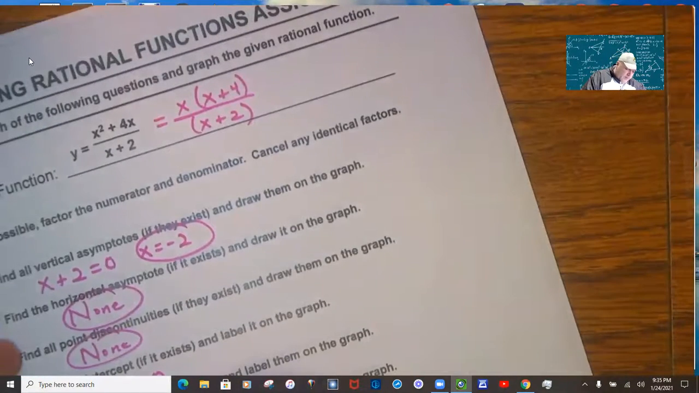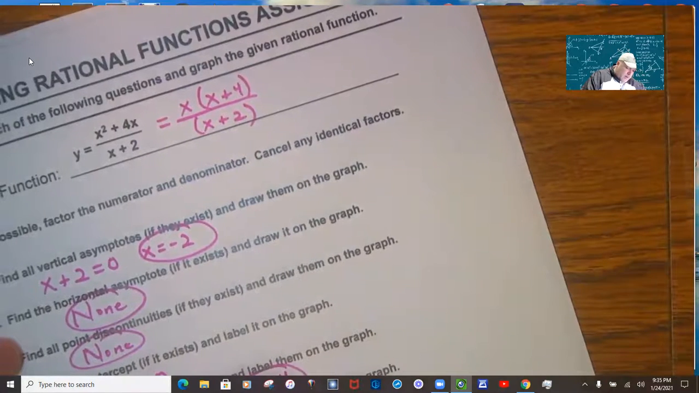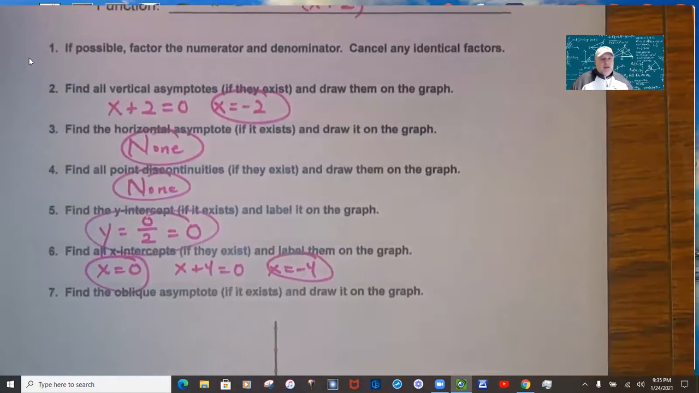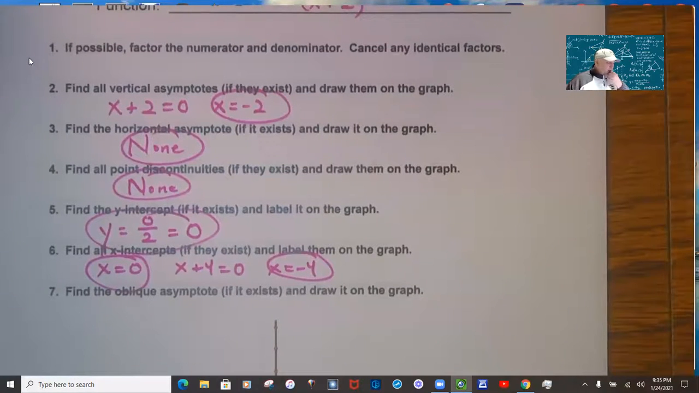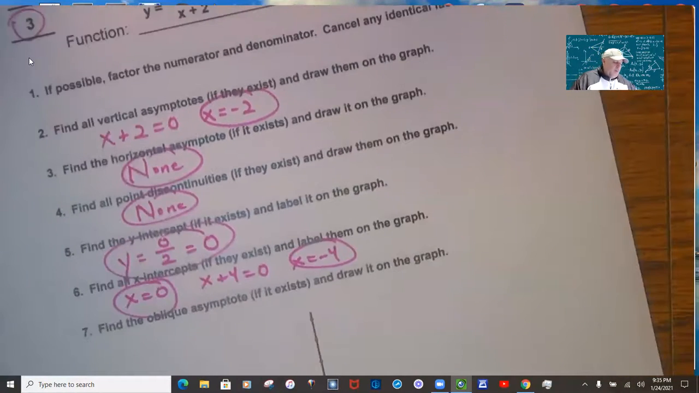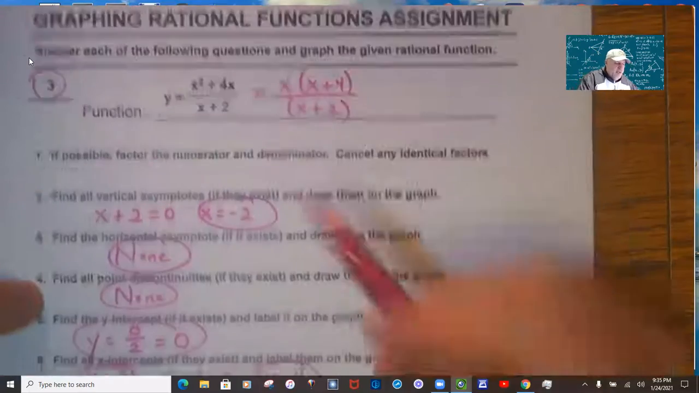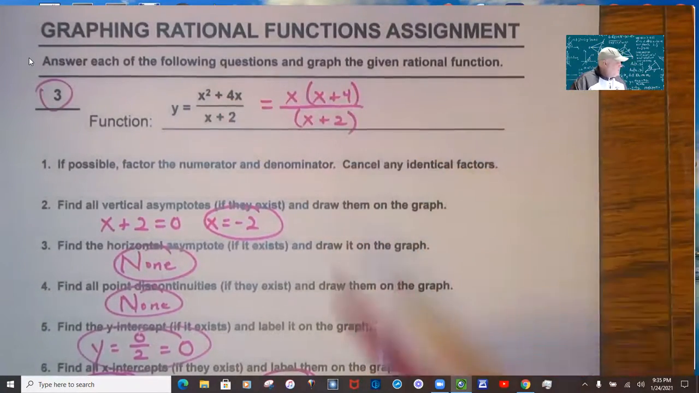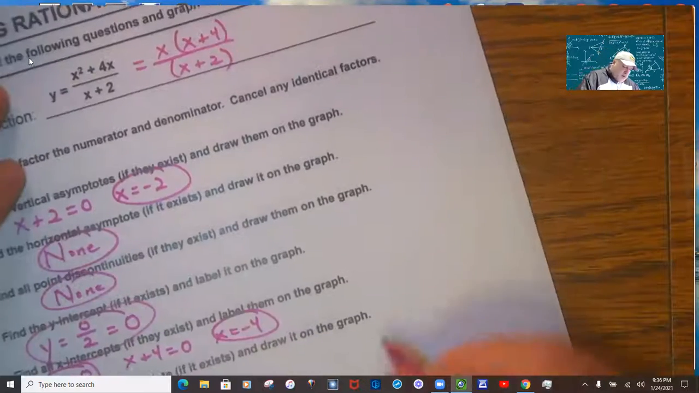So we also need to do x plus 4. So -4 and 0. I would definitely confirm this on your calculator's table when you're done, as you're going through this. So find the oblique asymptote. There is one because we have, again, the higher power in the numerator by 1. So what we have to do is some long division.